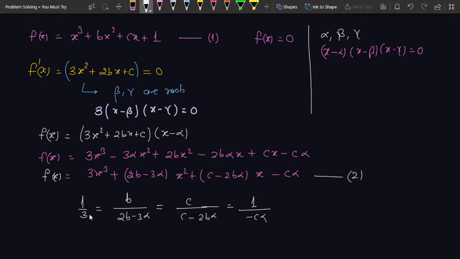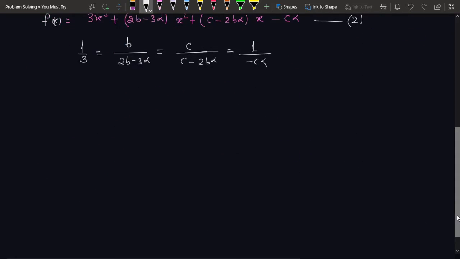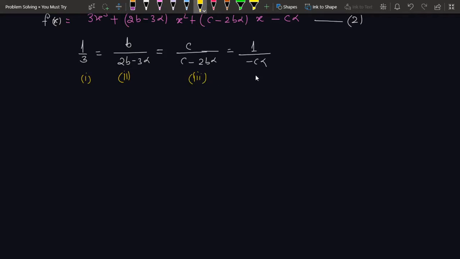So we will have these four ratios equal to each other, and from there we have to find out the values of b and c. So first of all, we have to focus on eliminating alpha anyhow. So let's take this as 1, this as 2, this as 3, and let's name the fourth one as 4.